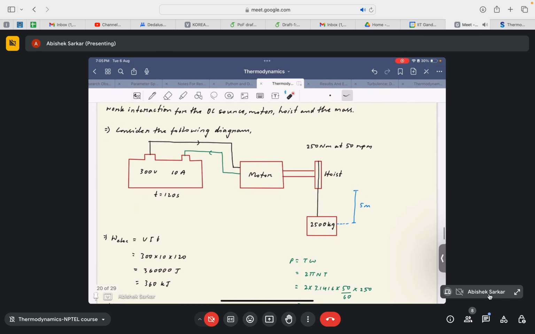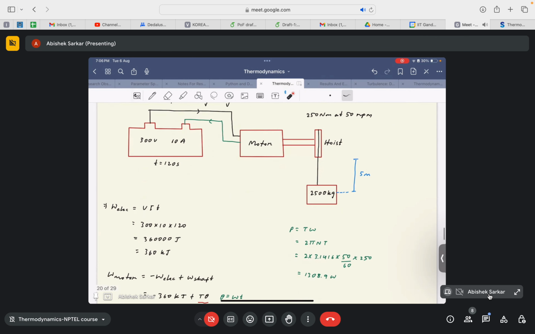Okay, so net work done by the electrical source would be V i into t. Since the work is done by the electrical source, the sign convention would be positive. Work done on the motor by the electrical source, so this work interaction is positive. So we will have work done as V i into t, so 300 into 10 into 120, so we will get 360 kilojoules.